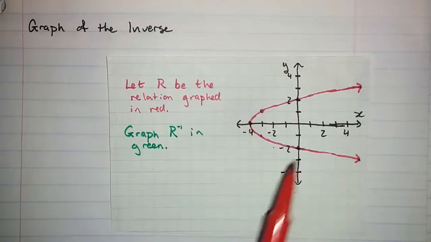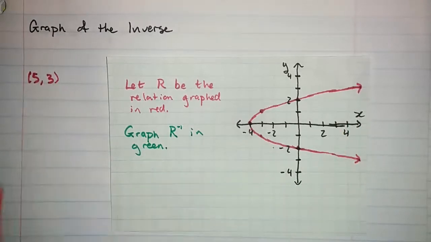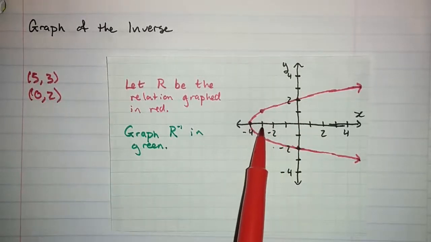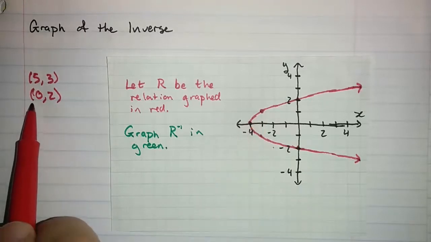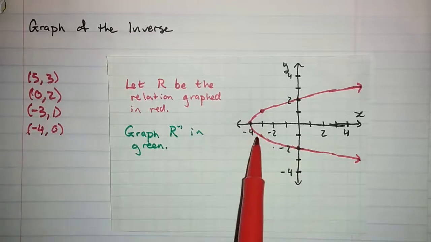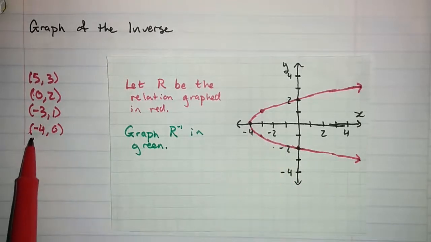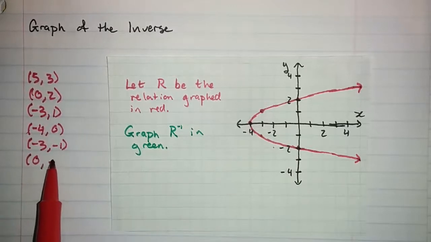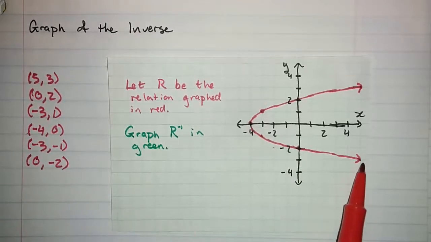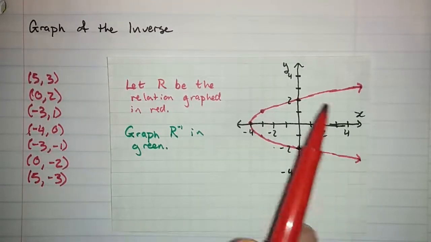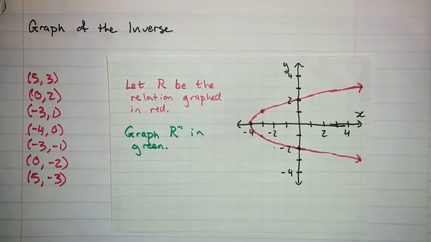Right, we have (5, 3). We have (0, 2). We have (-3, 1). We have (-4, 0). We have (-3, -1). We have (0, -2). And we have (5, -3). Just reading off points that I see on my graph.